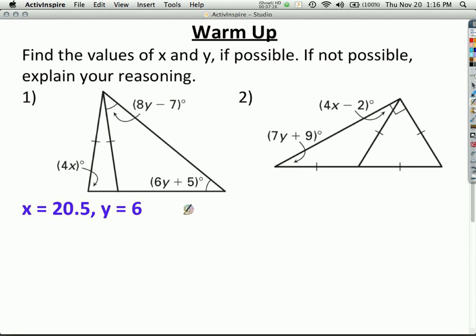Student number 8, what did you get for x and y? X equals 8 and y equals 3. Okay, student number 9, what did you get? X equals 8 and y equals 3. So you agree, and student number 17. Okay, well I appreciate your honesty. X equals 8, y equals 3.